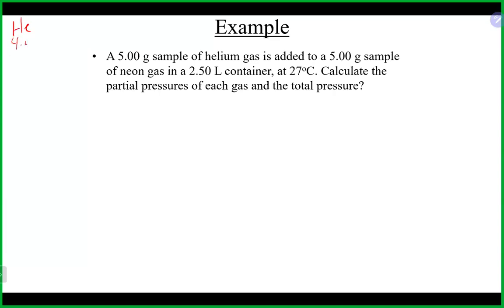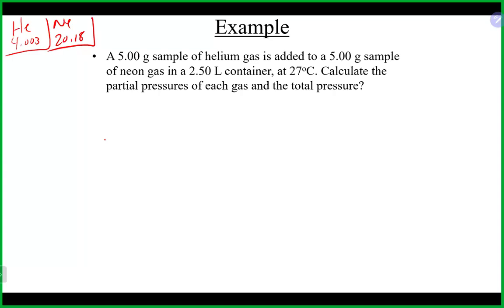Helium is 4.003. Neon is 20.18, I think. All right, so take a few moments. You should end up with 3 answers: the partial pressure of helium, the partial pressure of neon, and the total pressure. So again, a little ideal gas law for each one separately.